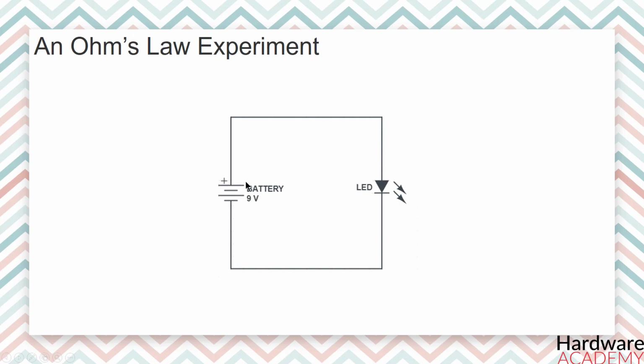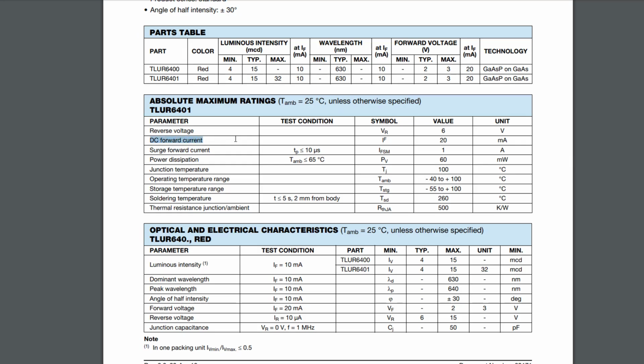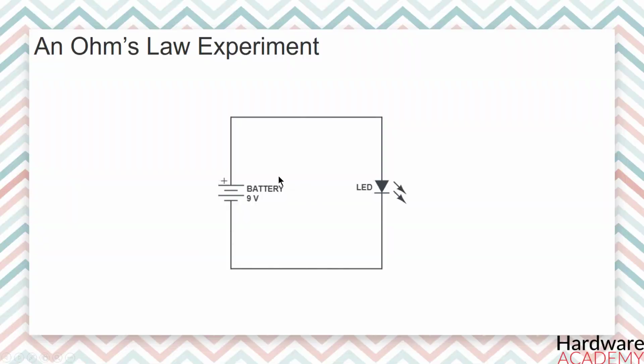Alright, so for this example, we have a 9 volt battery and a red LED with a maximum current rating of 20 milliamps, or 0.02 amps if you prefer. And to be safe, we would rather not drive the LED at its maximum current, but rather a slightly lower current, let's say 18 milliamps.